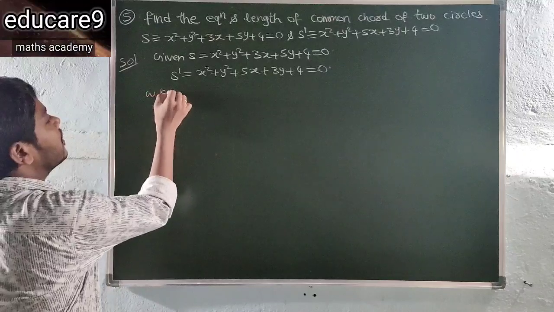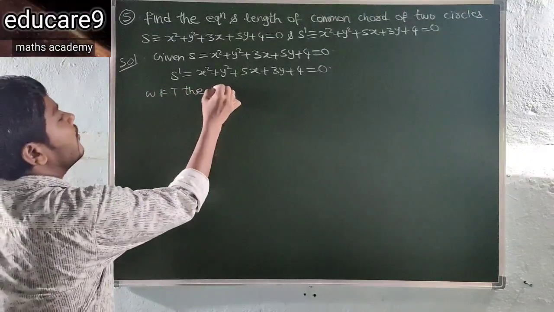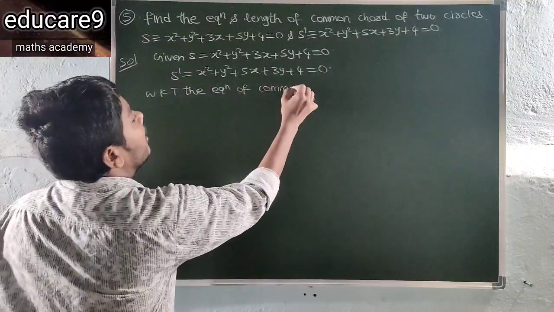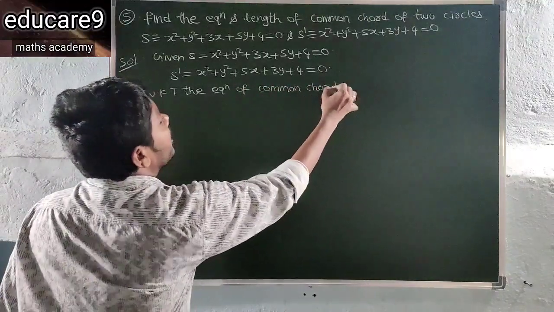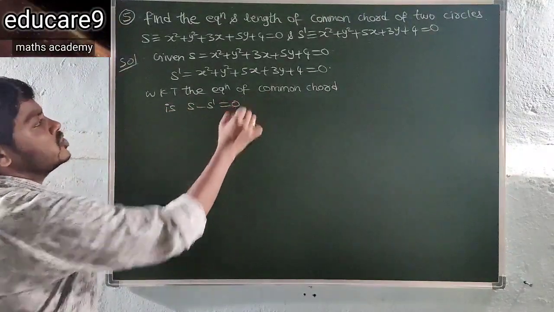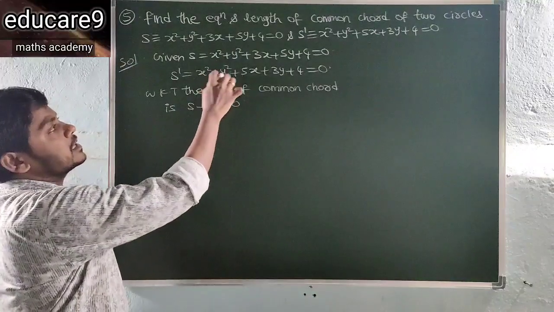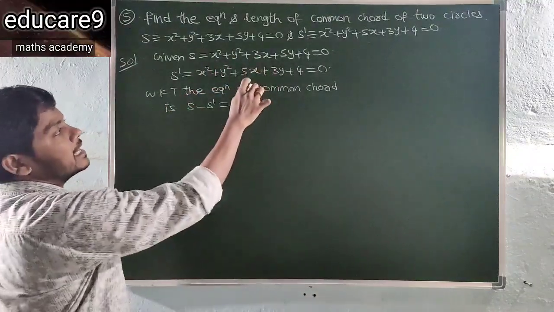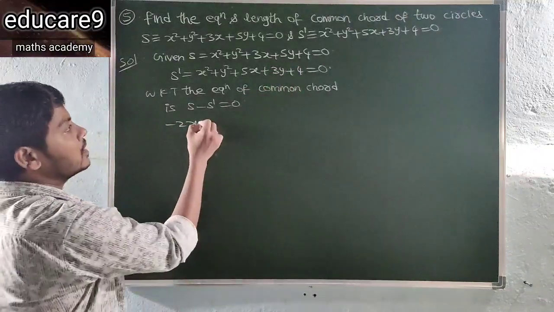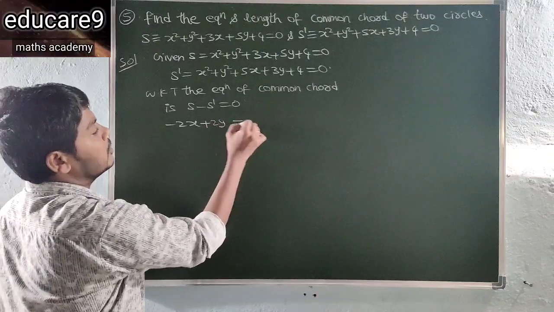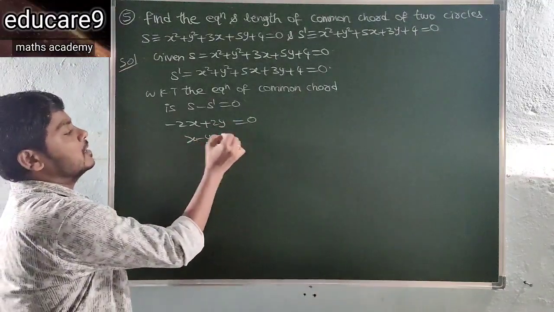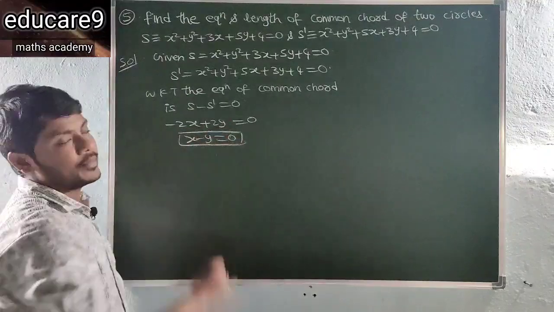So you know that the equation of the common chord is S minus S dash equals 0. So here x square minus x square, y square minus y square get cancelled. 3x minus 5x, that is minus 2x. 5y minus 3y, that is plus 2y. 4 minus 4 is 0. Okay, so clearly, this is what? x minus y equals 0. So this is the equation of the common chord.